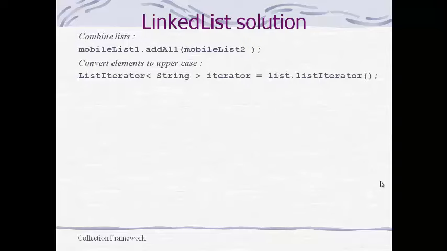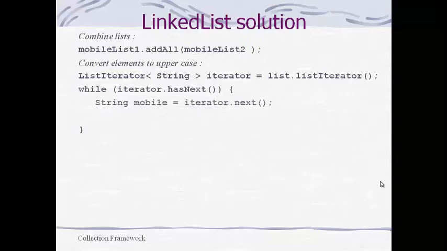To convert to uppercase, use a list iterator method. It returns a list iterator, and in a while loop, iterator.hasNext returns a boolean. Iterator.next returns the element one by one. Set it back after converting to uppercase.